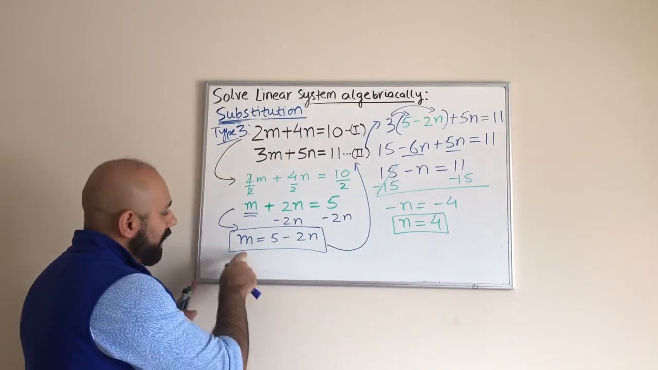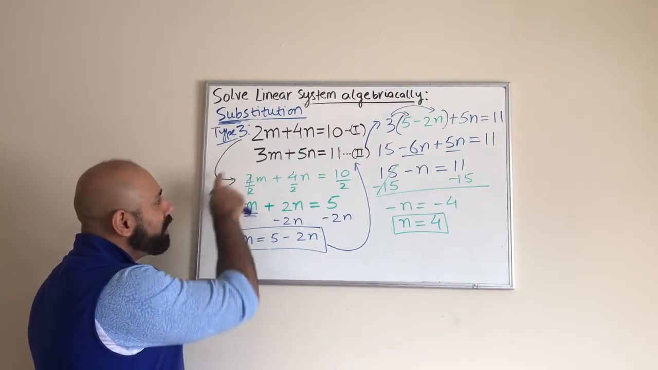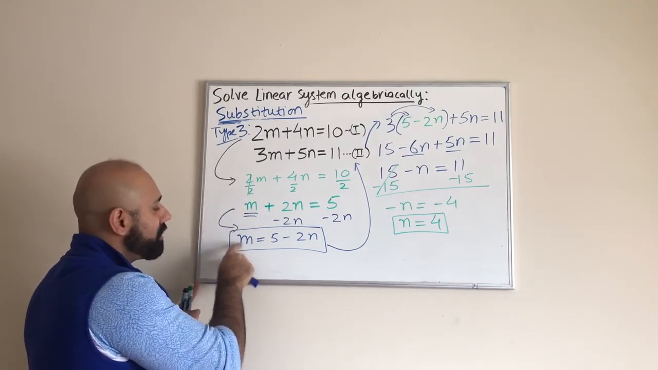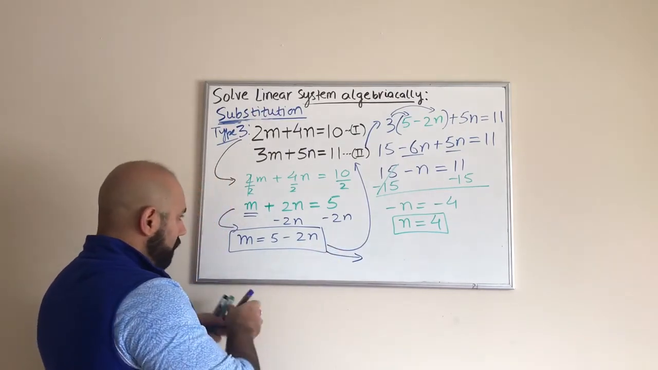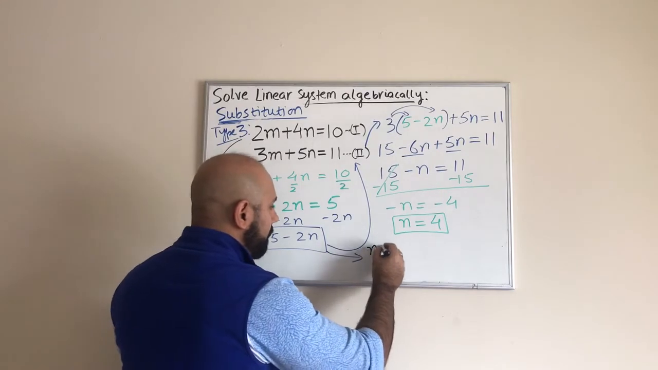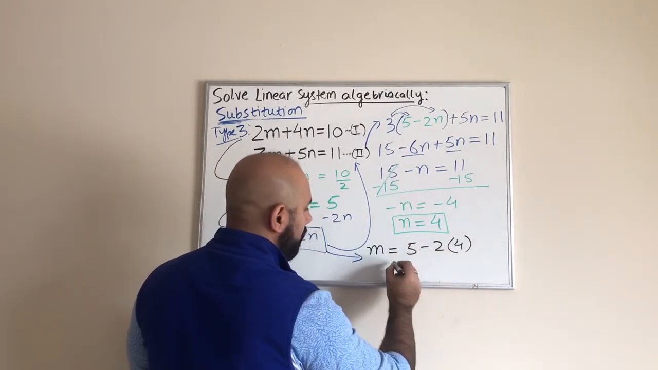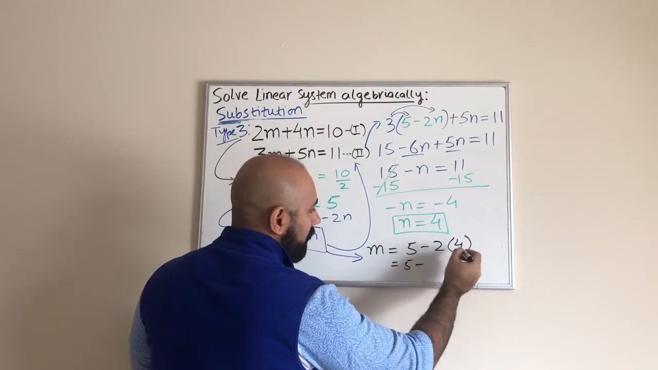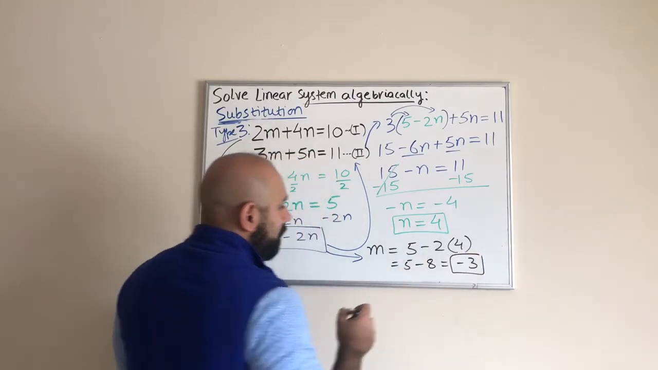But for now, I'm going to use this one, and it makes more sense to use this one because we have already done the work for this, right? We have already solved for m. So using this equation, let's see what we have. We have m equals 5 minus 2 times n, which is 4. So it is 5 minus 2 times 4, which is 8, which gives negative 3. That is the value for m.